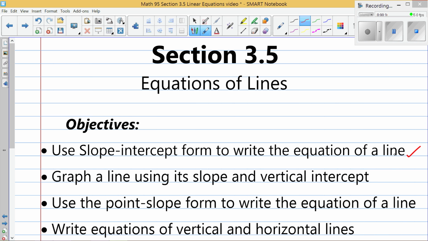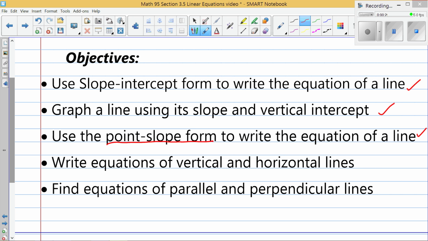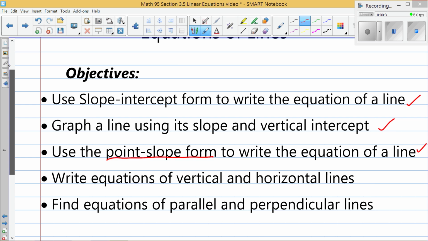We've graphed a line using its slope and vertical intercepts. And then we've also used this new thing called point-slope form to write the equation of a line. We did that once or twice. We're going to do that a few more times in the next few slides before we get into writing equations of vertical and horizontal lines and then talking about parallel and perpendicular lines.